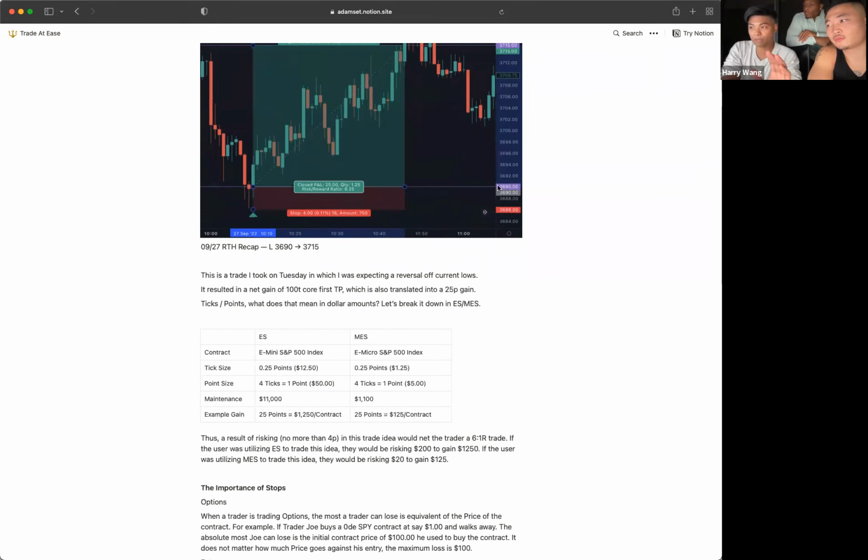With this being said, it was a 25-point gain. On ES, that's $1,250. On MES, that's $125. Thus, risking no more than 4 points, which is my max stop in this trade idea, this would net the trader a 6-to-1 R result. If the user was utilizing ES to trade this idea, they would be risking $200 to gain $1,250. And if the user was using MES, they would be risking $20 to gain $125.